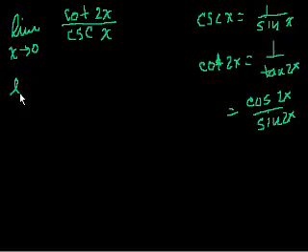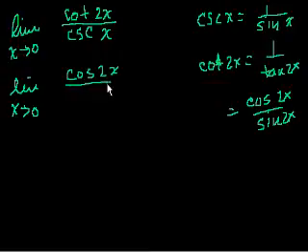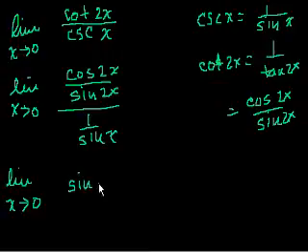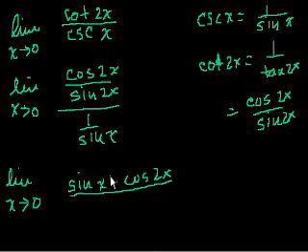So what is this equal to? This is going to be the limit as x approaches 0 of cotangent of 2x, which we said was cosine of 2x over sine of 2x, and then all of that over the cosecant of x. Well, that's just 1 over sine of x. If you divide by 1 over sine of x, that's the same thing as multiplying by sine of x. So we have sine of x times cosine of 2x, all of that divided by sine of 2x. Just doing a little arithmetic.